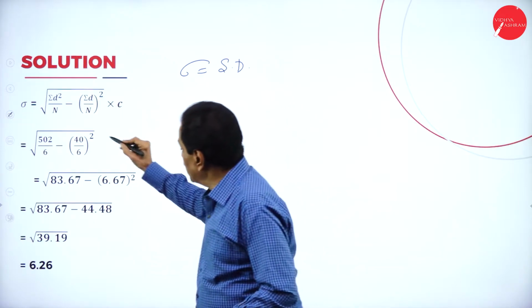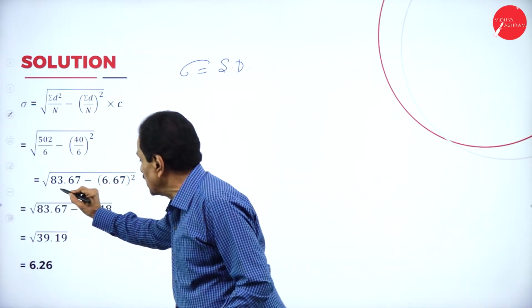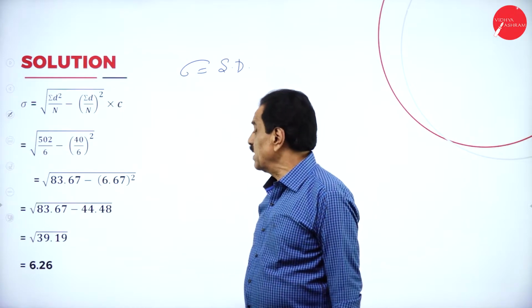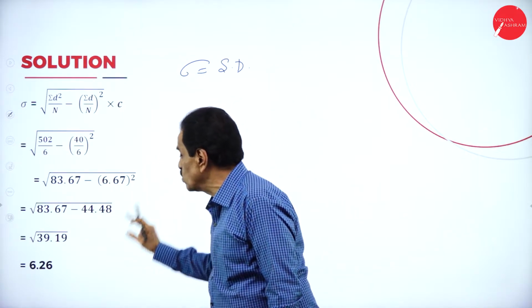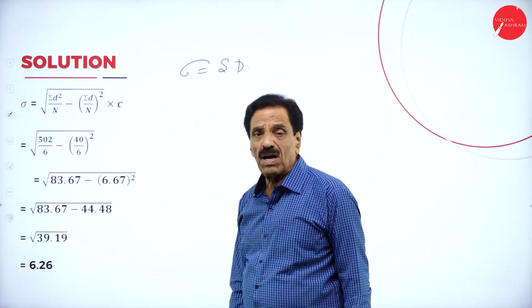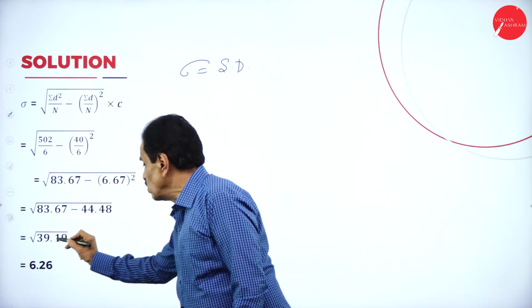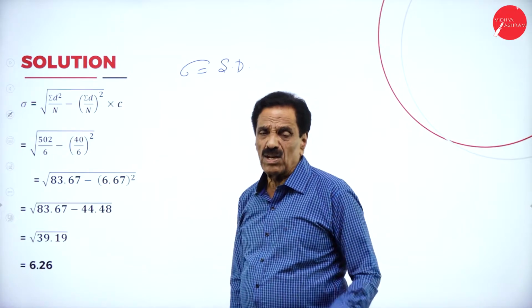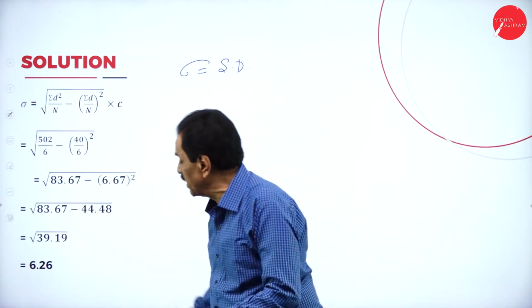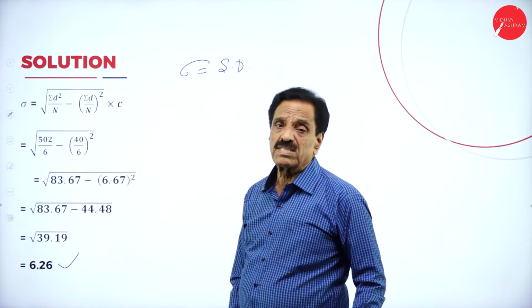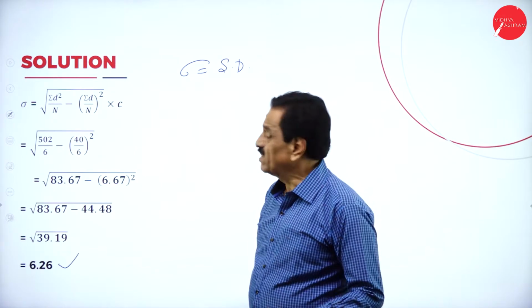Now, the square of this number. 83.67 minus 6.67 whole square, it will come to 44.48. From this number, deduct 44.48, you get 39.19. Root of 39.19 is 6.26. That is the answer. I think you understand.